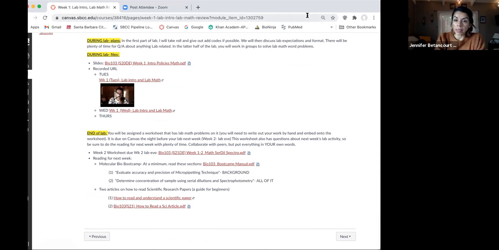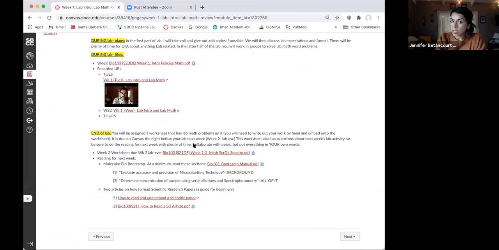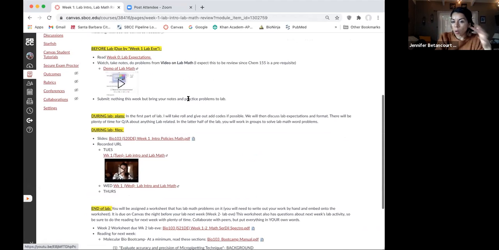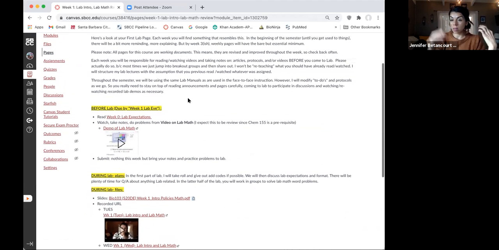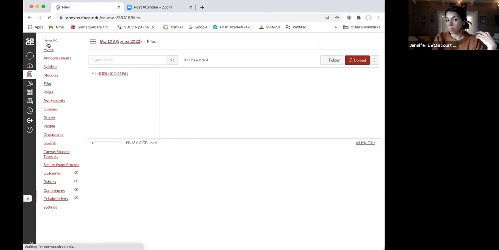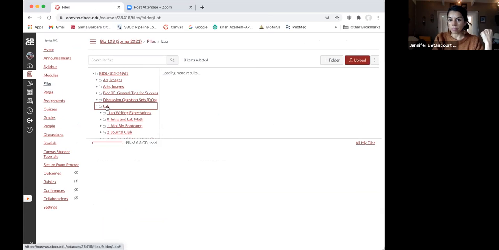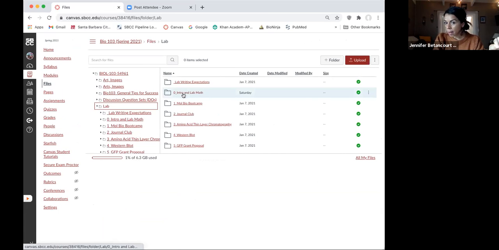And if at any point in time some of these links don't work for whatever reason, always know that you can go to the actual home of where these things live. So any kind of assignments are going to be in the assignments tab. Any kind of files, so slides, PDFs, any documents that I post are going to be under files, and they're going to be under lab intro and lab math. So I've organized this as best I can to make it super clear.